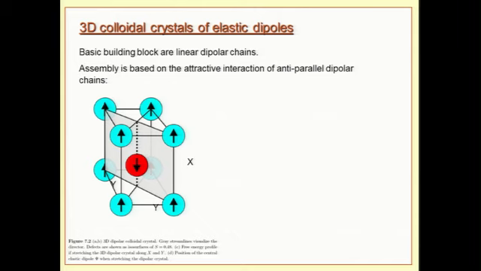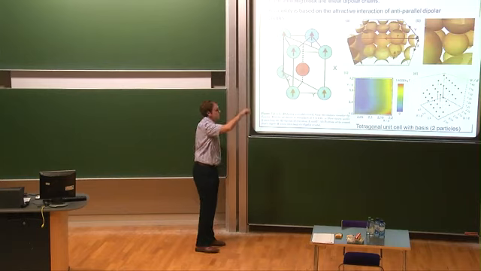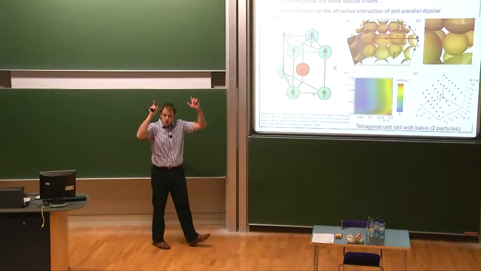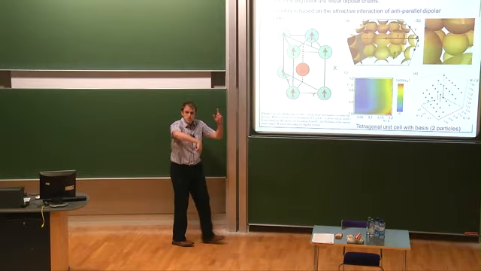And what I do next, I put it into a cell, and the stable structure of these chains tends to be antiparallel stacks. So what I show you here is a unit cell of a 3D colloidal crystal. It's periodic, and these blue ones are the elastic dipoles pointing up, whereas the central one points in the up and down direction.